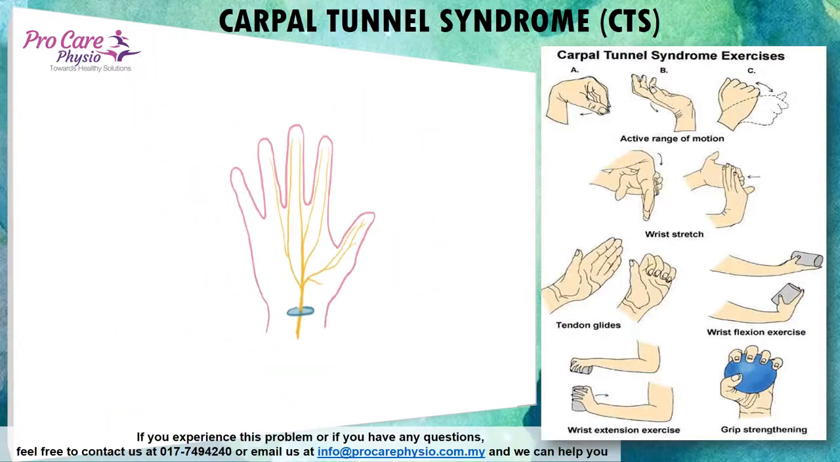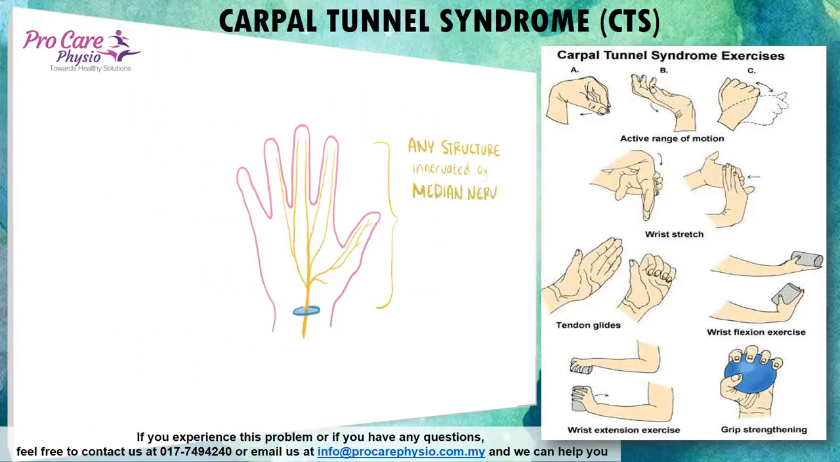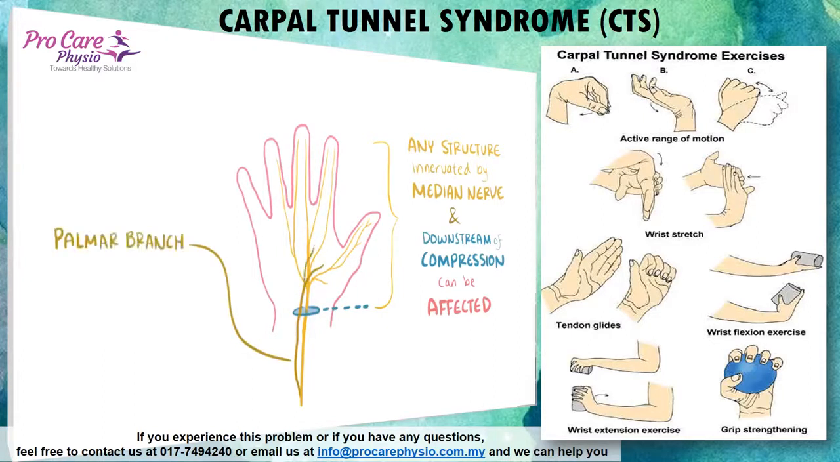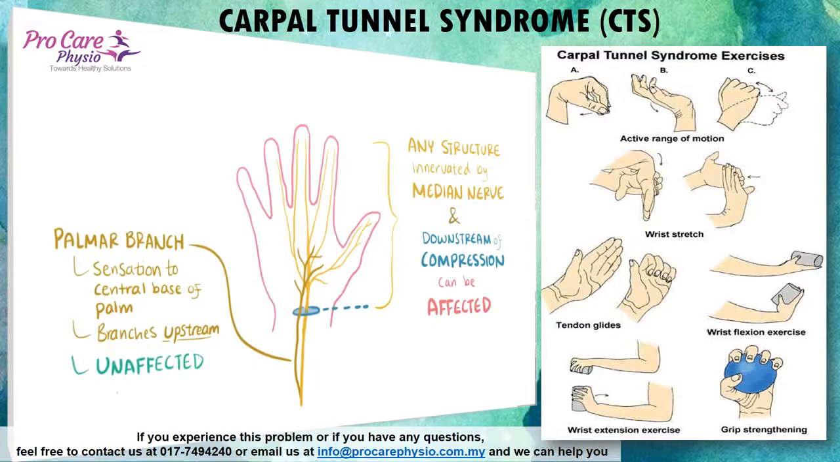Basically, in a nutshell, any structure innervated by the median nerve downstream of the point of compression can be affected. Interestingly, a superficial sensory branch of the median nerve, called the palmar branch, provides sensation to the central base of the palm. Because this nerve branches upstream or proximal to the carpal tunnel and travels superficial to it, this nerve's not affected by carpal tunnel syndrome. And this is also why there's no loss in sensation in the central palm of the hand.